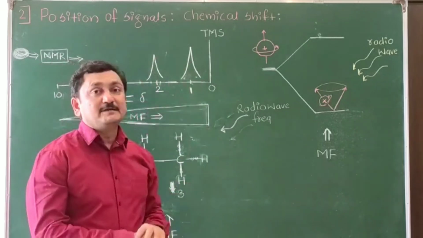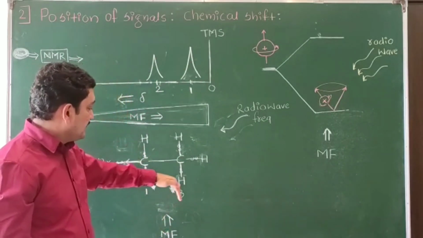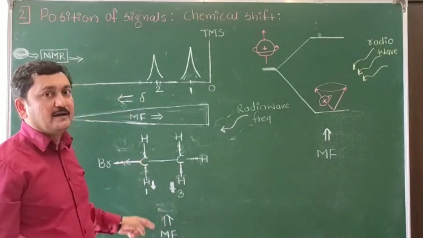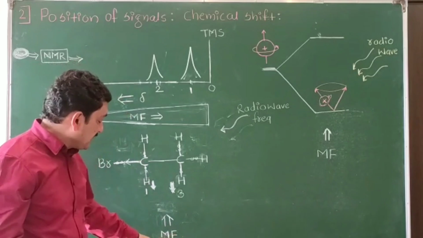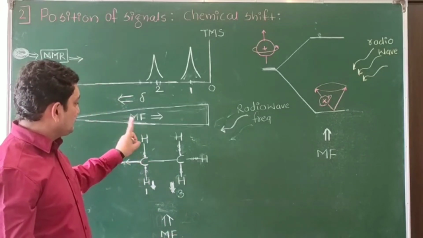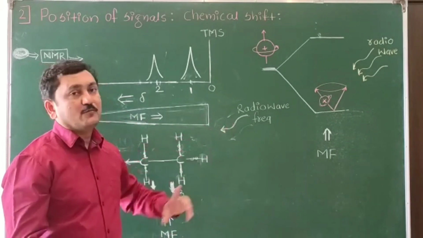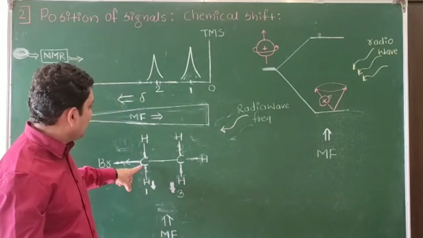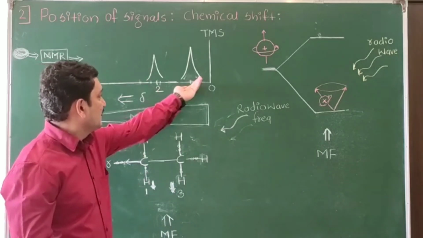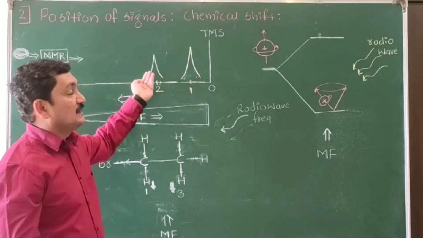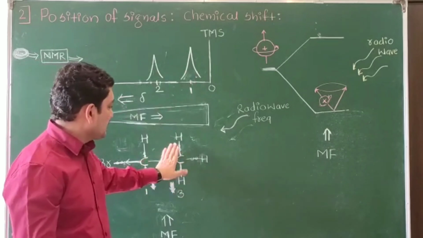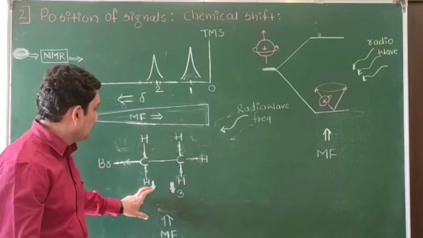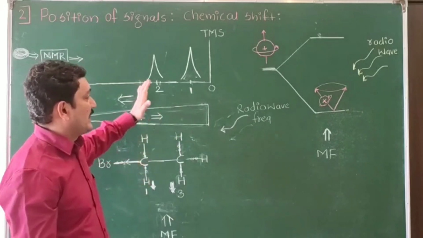They are called the upfield signal. Compared to this one, they are less shielded or de-shielded. Comparatively, they will require less magnetic field as opposition is less. So less magnetic field is sufficient to generate the precessional frequency that should match the radio frequency radiation. So they will give the signal at low field. So these shielded hydrogens give signal at higher magnetic field. The de-shielded ones will give the signal at lower magnetic field.